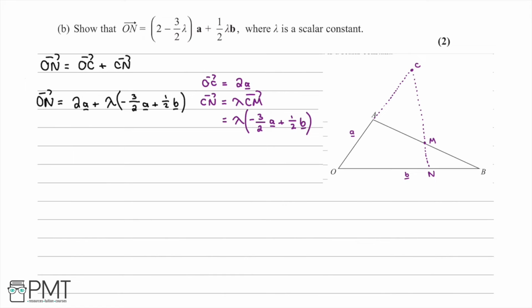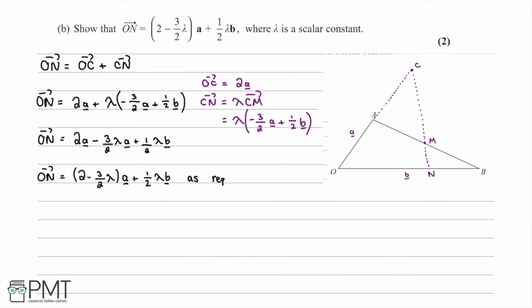So the next stage for us is going to be to expand these brackets, and effectively we now need to simplify to collect our like terms. So we'll have that the vector ON is going to be equal to 2 lots of A, and then we subtract 3 over 2 lambda A, and then we're going to add on 1 over 2 lambda B. Now we can collect the A terms here, so we can say that the vector ON is going to be equal to 2 minus 3 over 2 lambda, where we've taken out a common factor of A, and then we add on 1/2 of lambda B. Looking back to the question, this was the required result, as required.